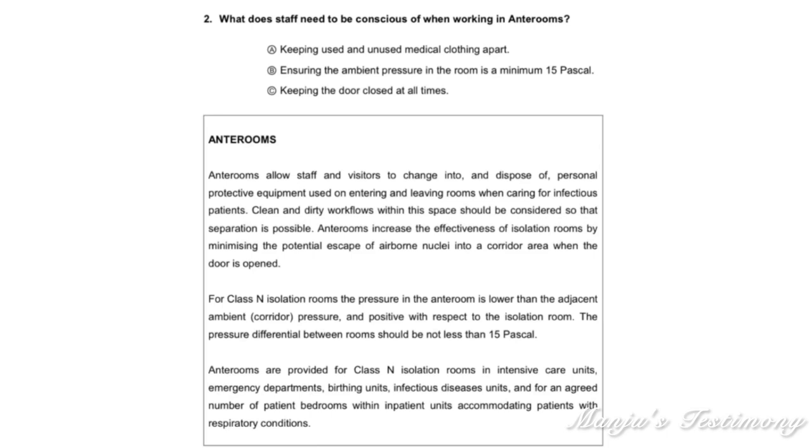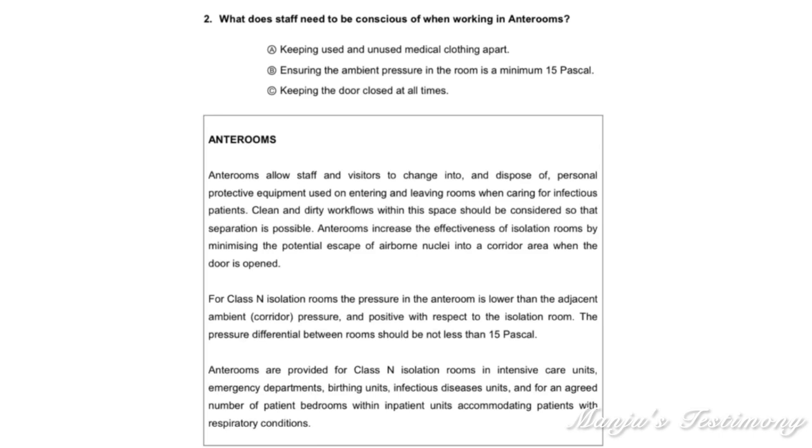Anterooms are always associated with airborne isolation rooms. What are airborne isolation rooms? This is a specialized isolation room specifically designed to keep airborne infected patients, because airborne infected patients are highly contagious and the infection can be spread to others very easily. So that's why these isolation rooms should be kept under negative pressure.